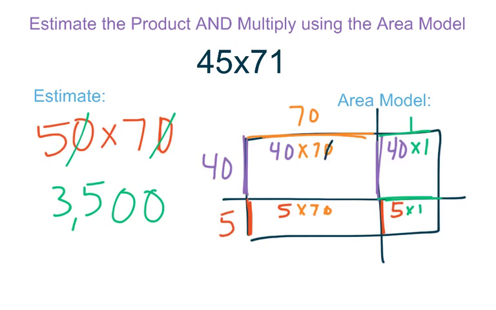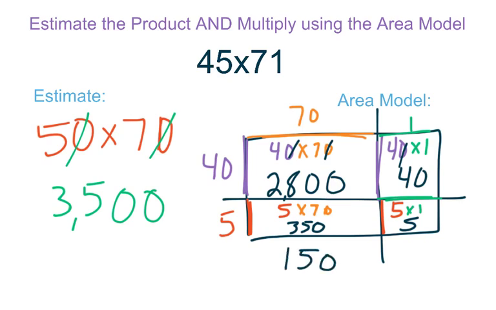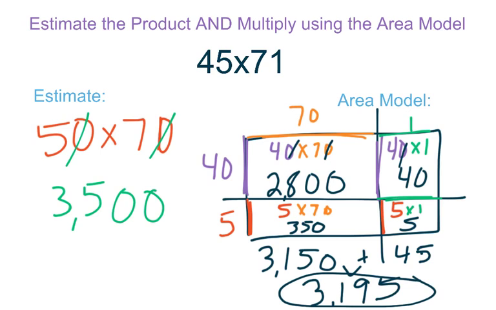Okay, you should be at this step and have answered this. We're going to solve for our partial products. And we get 2,800, we get 350, and 40 here, and 5 there. Now we're going to go ahead and add our pieces together. And then we need to add our partial products together one last time. And we get our final product of 3,195. Now you might be a little concerned and say, whoa, that's a little more than 300 away from my estimate. But that's okay.